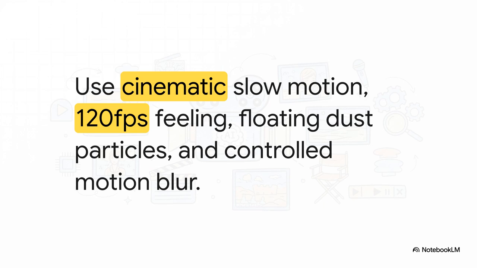Let's look at the exact words that make the magic happen. Phrases like cinematic slow motion, ultra smooth, and 120 FPS feeling. Now, the AI model doesn't literally render 120 frames per second, but by using these specific phrases, you teach it to simulate that ultra smooth, time-stretched look. And by adding floating dust particles and controlled motion blur, you give the model physical anchors in the air to slow down. That completely sells the illusion of bent time.